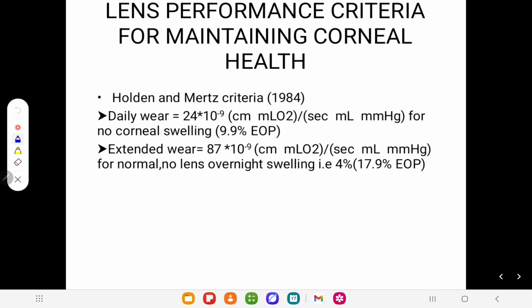So actually, I was thinking about covering the whole presentation, but it's not possible. It's already been 35 minutes. So I think I will continue from this slide in the next video. Lens performance criteria, maintaining corneal health. Definitely we are going to talk about the Holden and Mertz criteria, and then we are going to talk about the Harvitt and Bonanno criteria. So I think I have to stop here. It's too long, isn't it? Okay. So I will definitely start from this very slide.